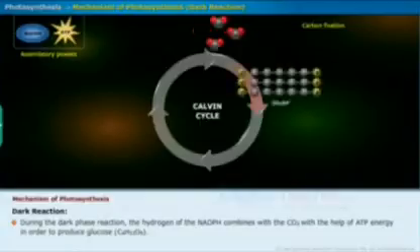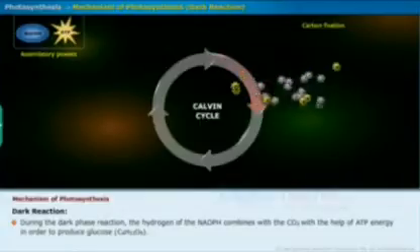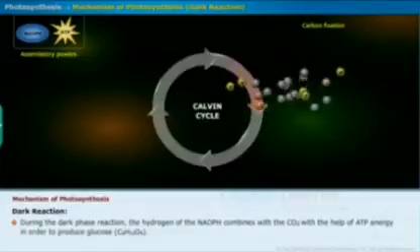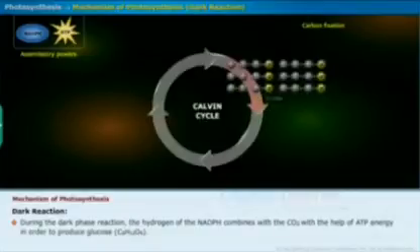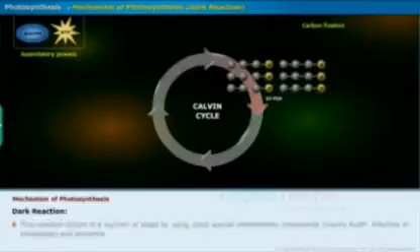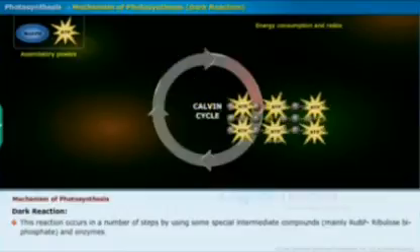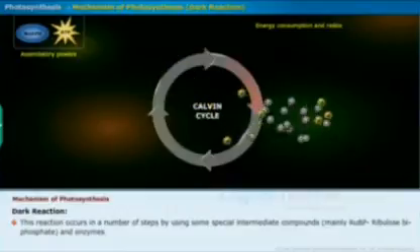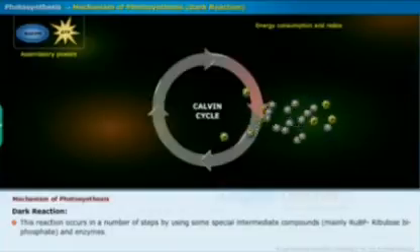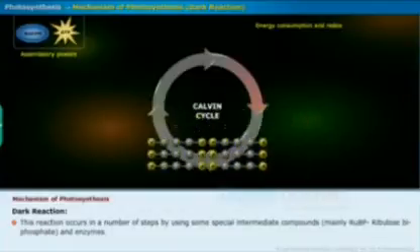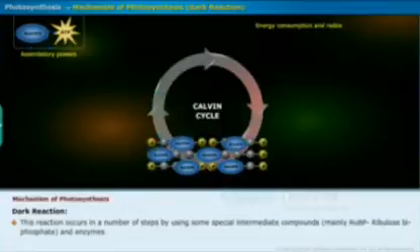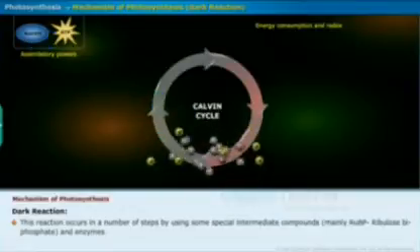During the dark phase reaction, the hydrogen of NADPH combines with CO2 with the help of ATP energy in order to produce glucose. The series of reactions you can read in the Calvin cycle, which is about to come next. This reaction occurs in a number of steps by using some special intermediate compounds, mainly RuBP, that means ribulose bisphosphate, and certain enzymes are also used in this process.